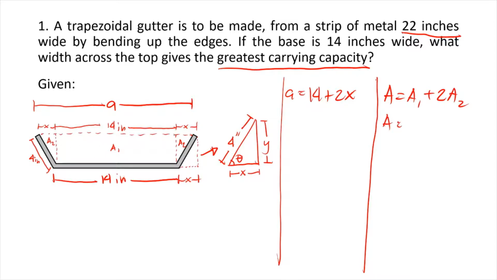So we have 14 times the length of this side, and the length of this side from the right triangle is y, right? If this is y, then this is also y, right? So we have 14 times y for area 1, plus 2 times the area of A2. A2 is a triangle, so 1/2 base times height. So 1/2. The base is x, and then the height is y. So xy. Okay. Simplifying, we get 14y plus xy.